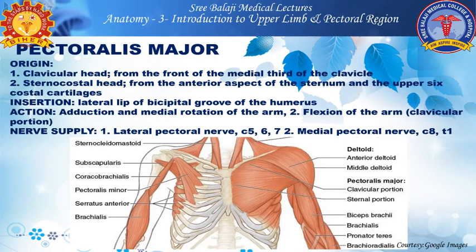Pectoralis major origin: there is a clavicular head and a sternocostal head. The clavicular head arises from the front of the medial third of the clavicle, the sternocostal head from the anterior aspect of the sternum and upper 6 costal cartilages. Insertion: lateral lip of the bicipital groove of the humerus. Action: adduction and medial rotation of the arm, and flexion of the arm by the clavicular portion. Nerve supply: lateral pectoral nerve and medial pectoral nerve.